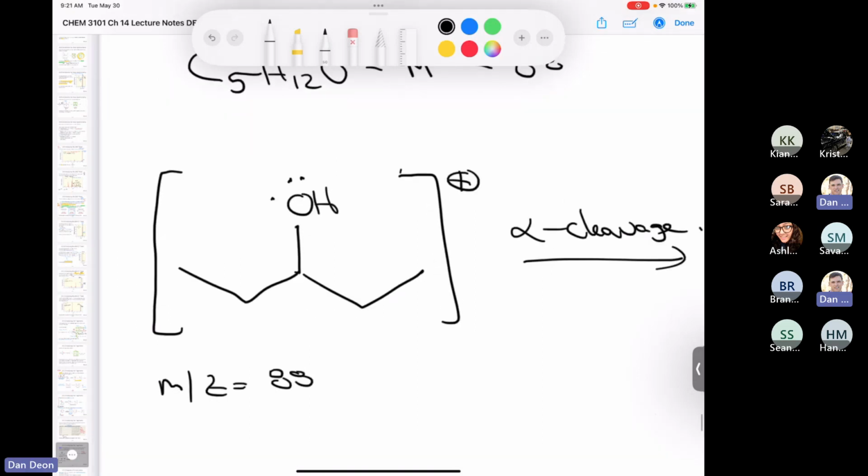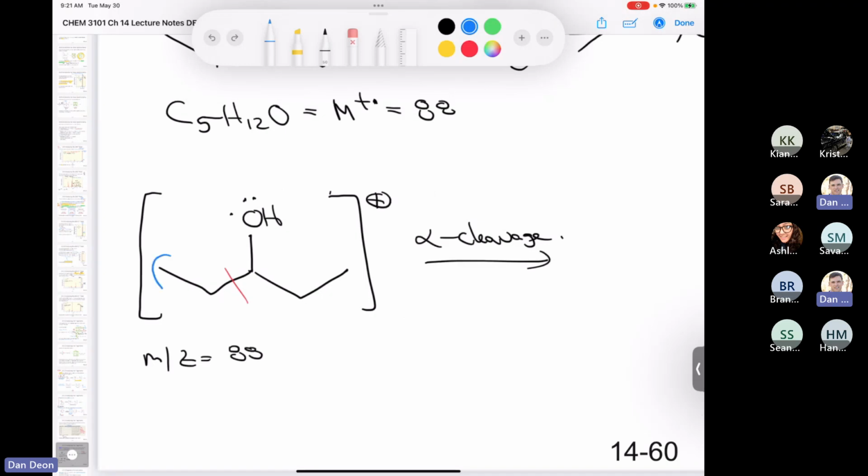Now you notice that this molecule is symmetrical, so whether we cleave here, because this is our alpha carbon, or if we cleave here, we end up with the exact same thing. So what we're going to lose is this portion here. Let me use my red pen. We're going to lose this portion here, which has a mass of 29.